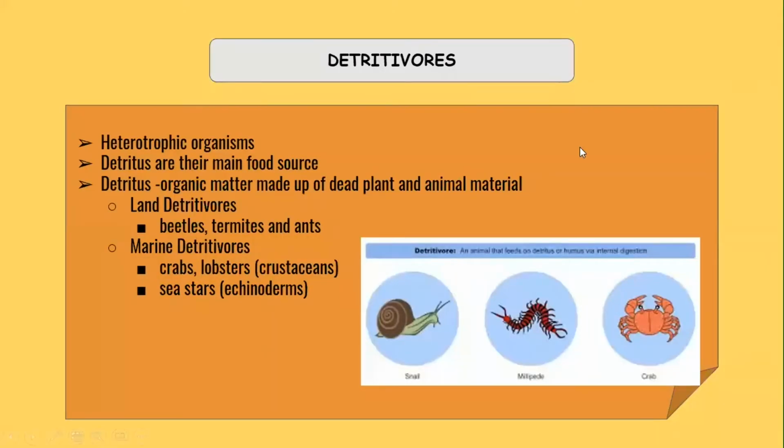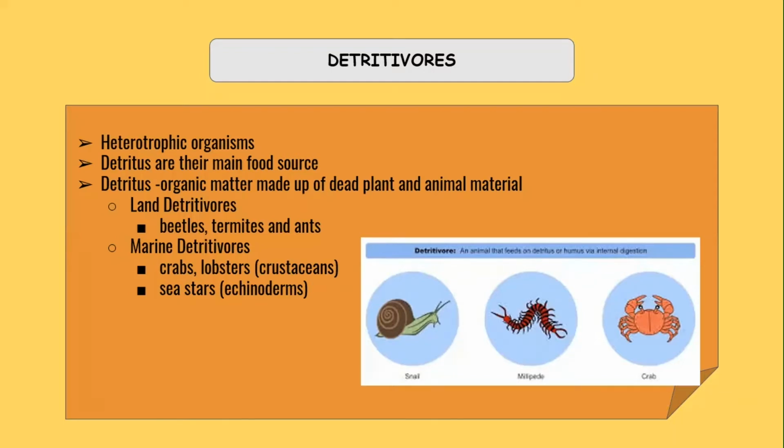So the next is detritivores. Detritivores are organisms that feed on detritus, which consists of decomposing particles of organic matter. Okay, what does detritus mean? Detritus is organic matter made up of dead plant and animal materials.